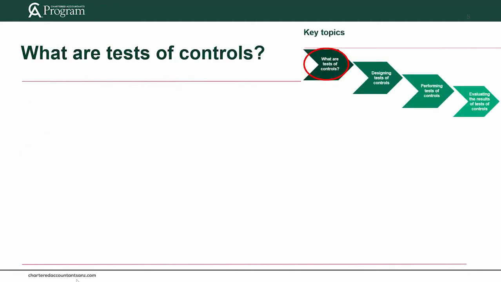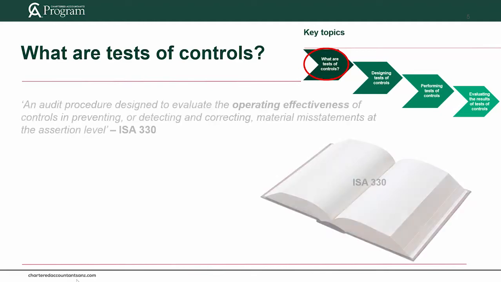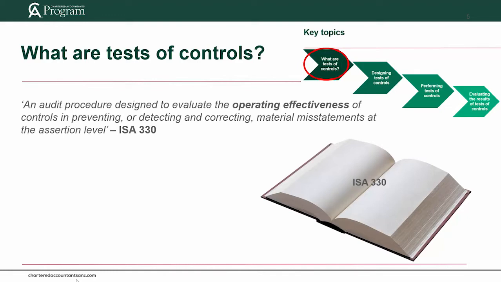So before we go and design tests of controls, we need to understand what they are. ISA 330 defines a test of control as an audit procedure designed to evaluate the operating effectiveness of controls in preventing or detecting and correcting material misstatements at the assertion level. One thing to highlight here is operating effectiveness. Do not confuse this with design effectiveness of the controls, which is about whether a control has been designed by management to address the risk of material misstatement.